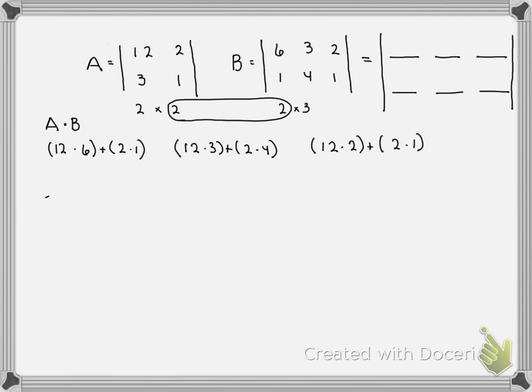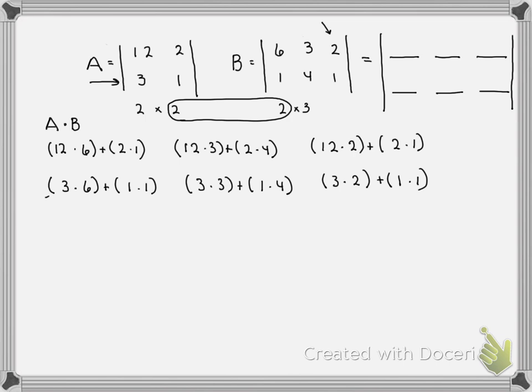Okay, now we're going to move to row 2, and we'll stay in row 2 and then move our columns as needed. Okay, so lower left is where we're starting. 3 times 6 plus 1 times 1. And then we'll move to column 2, staying in row 2. We would have 3 times 3 plus 1 times 4. Then we'll move to column 3, 3 times 2 plus 1 times 1.